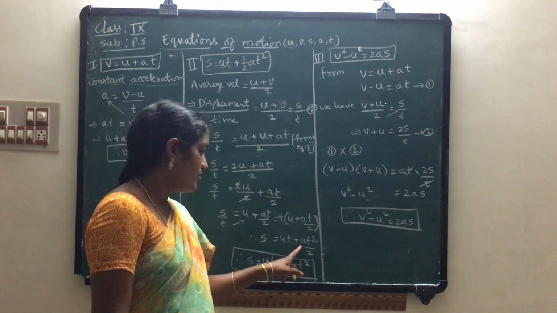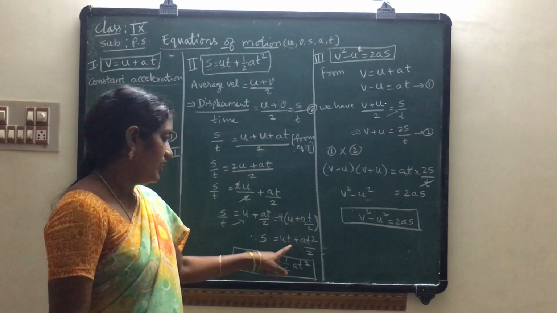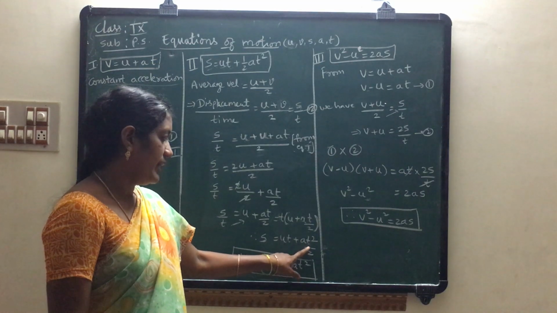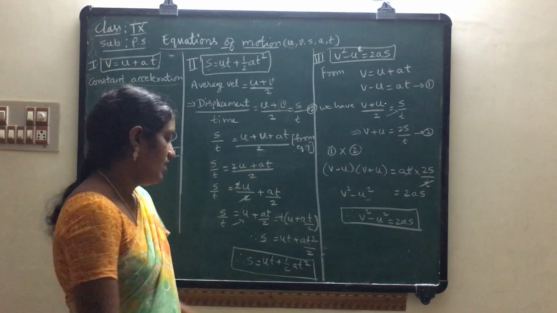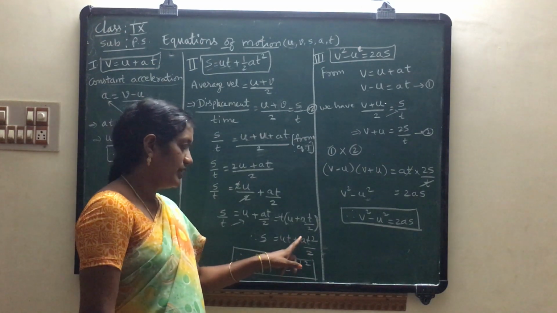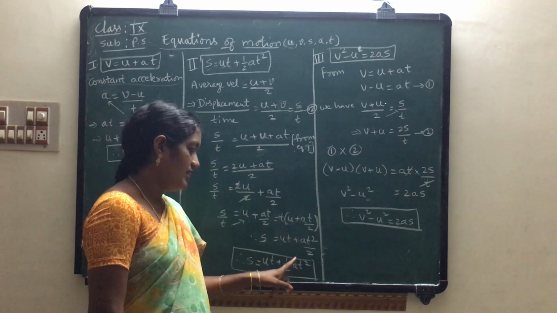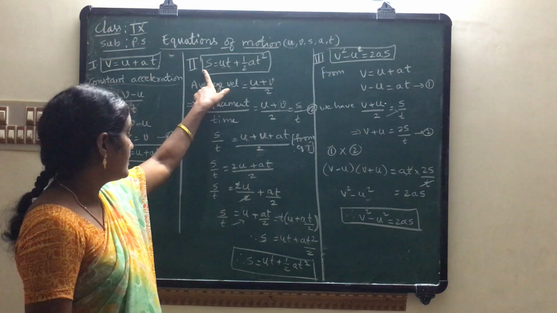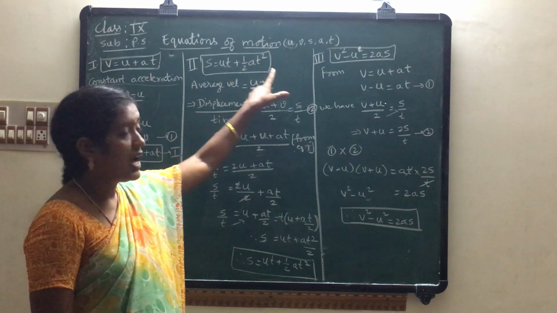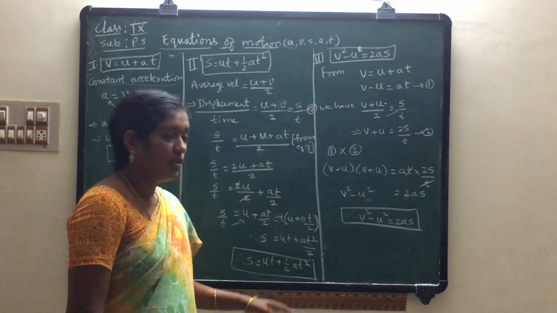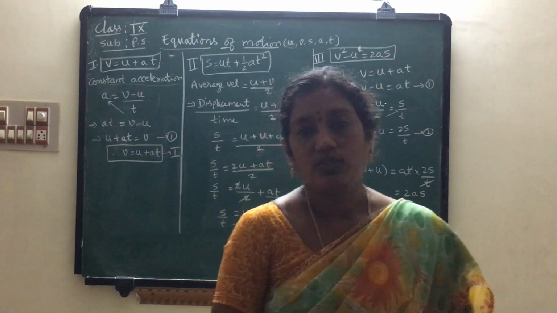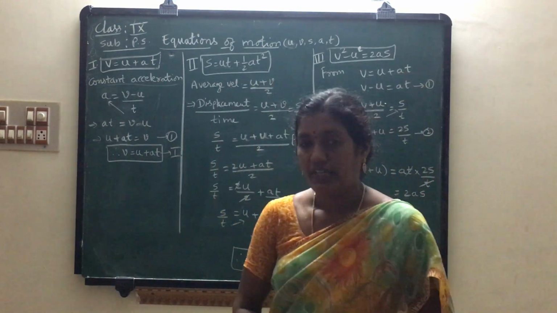So here S is equal to ut plus, this by 2 I am writing as 1 by 2, because in the numerator we assume 1 by 2 into at square. So S is equal to ut plus half at square. Now we got the second equation of motion. S is equal to ut plus half at square.